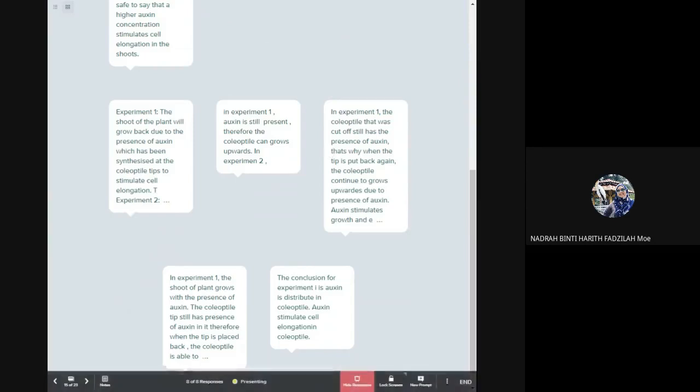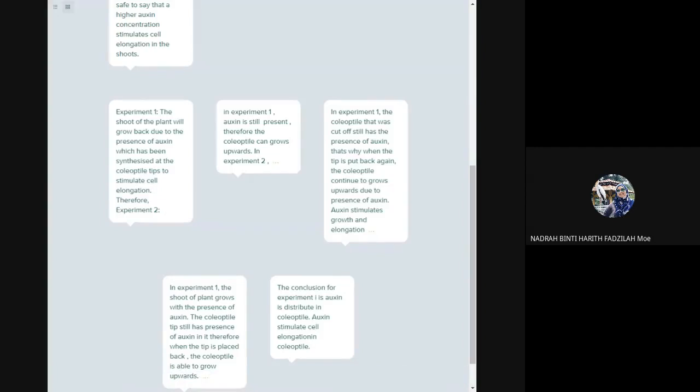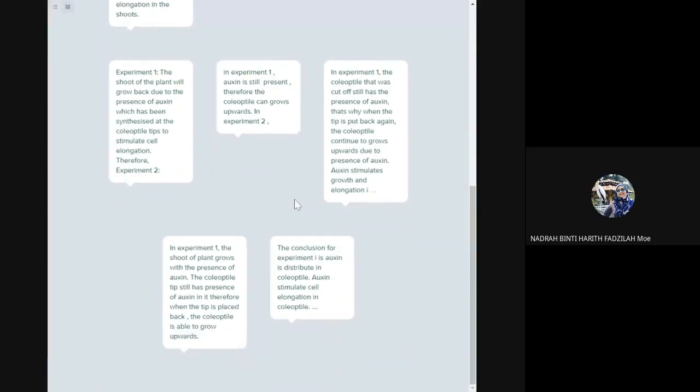Okay, kejap ya. Okay, saya setuju dengan yang ni. Siapa ni tulis ni? Saya setuju dengan idea Nurin. Dia kata the shoot of the plant will grow back due to the presence of auxin synthesized at the coleoptile tips. So conclusion Nurin ni paling hampir dengan apa yang the idea presented by the experiment.